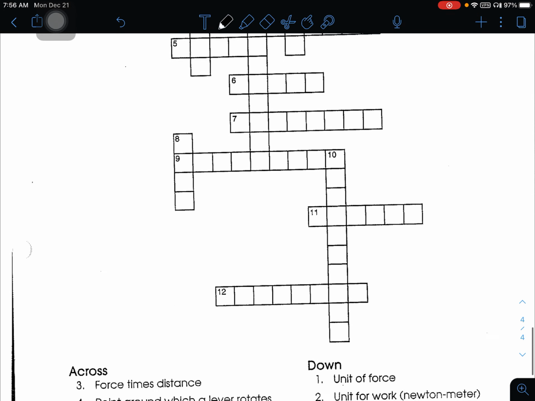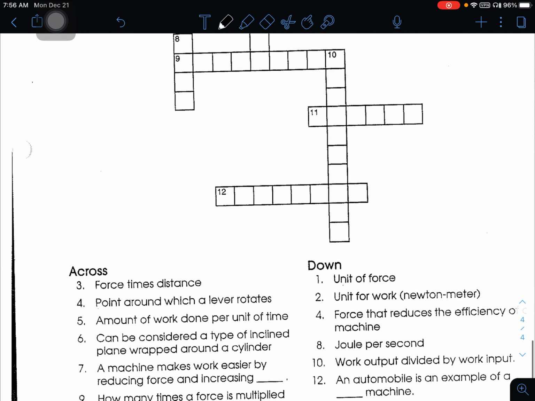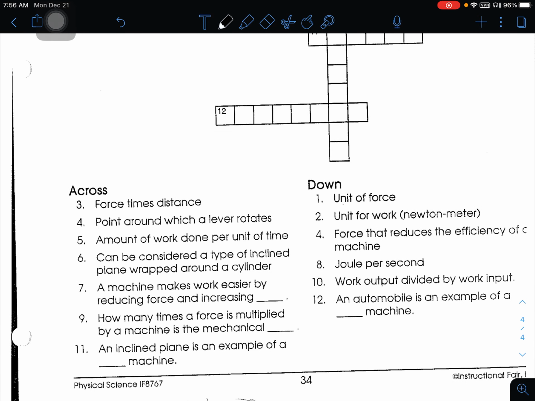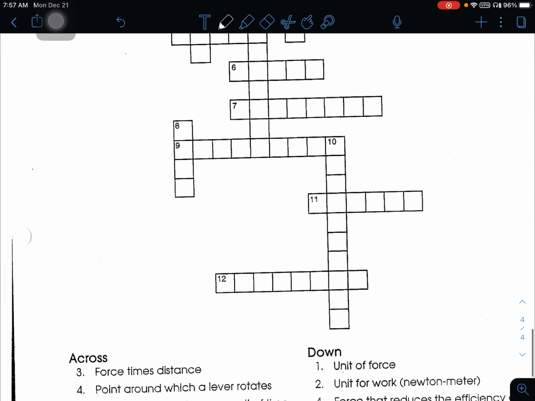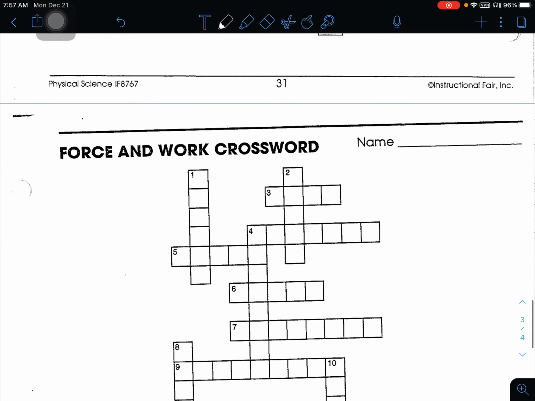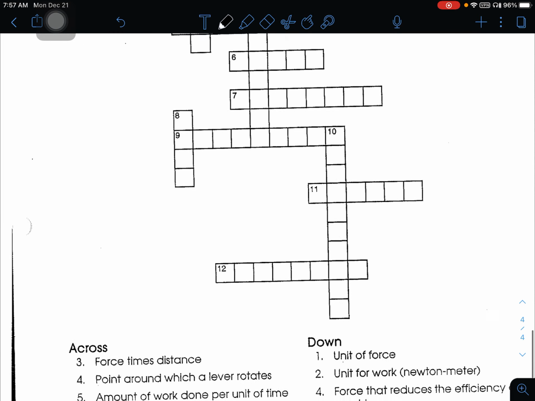Okay, after that, you've got this crossword puzzle. These are all things that we have talked about and covered in the last couple of weeks. You can look in your book, chapter 8, look at some of the vocabulary words. Go back and look through some of the notes and stuff on Notability that we took on mechanical efficiency, on work and power, on all that kind of stuff to find the answers for this. Okay, but I'd like you to fill this out and complete this crossword puzzle. So you have these easy mechanical advantage problems to do, and you have this force and work crossword puzzle.